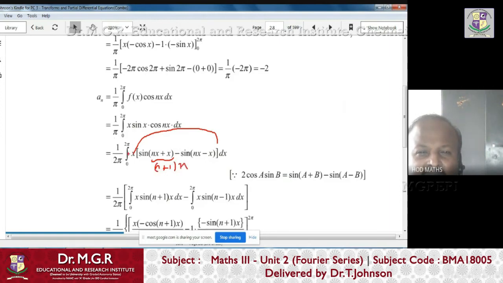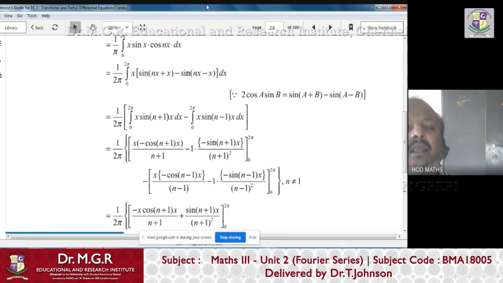Similarly, the second one is x into sine n minus 1 of x, right? Why are we writing it like this? Because if you write it like this, we can apply the Bernoulli's formula, whatever we applied previously. What we applied previously was x into sine x. So here it is x into sine n plus 1 of x. Again the same Bernoulli's formula: you take this as u and you take this as dv.